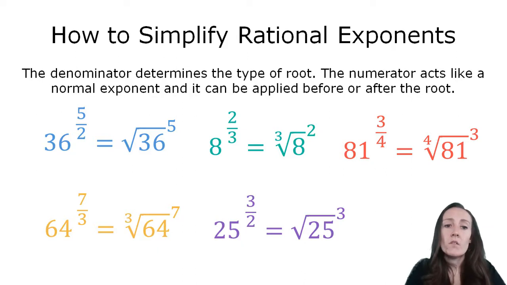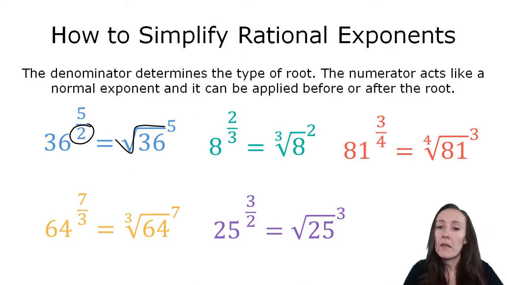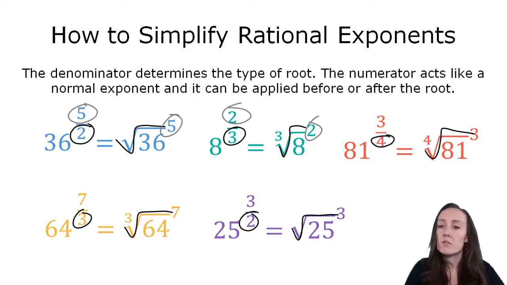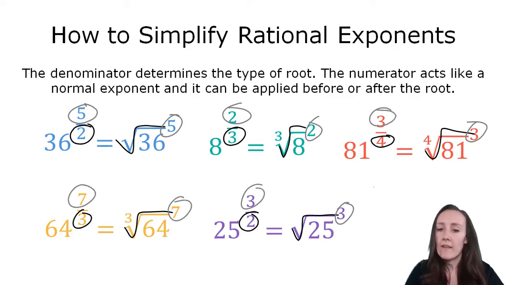So here we did a square root because we had a denominator of 2. Here we did a cube root. Here we did a fourth root. This one was a square root because it was a 2. This one was a cube root because it was a 3. And then the numerator just acts like a normal exponent. So we raised the result to 5, or we raised it to 2, raised the final result to 3 in both of those cases, and then we raised this one to 7.